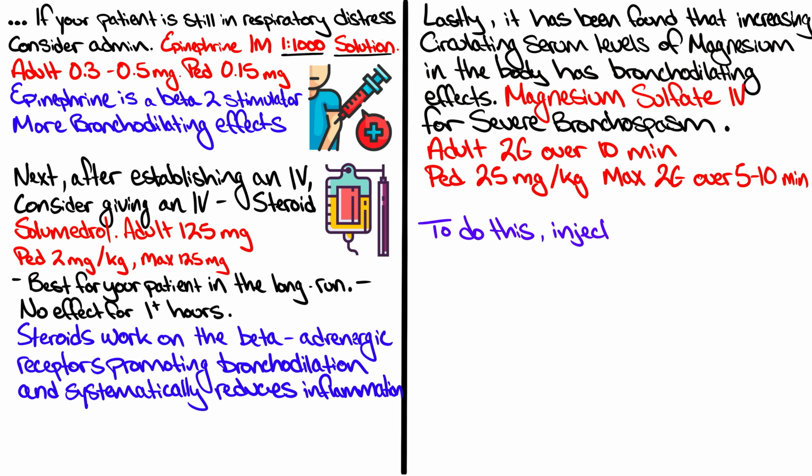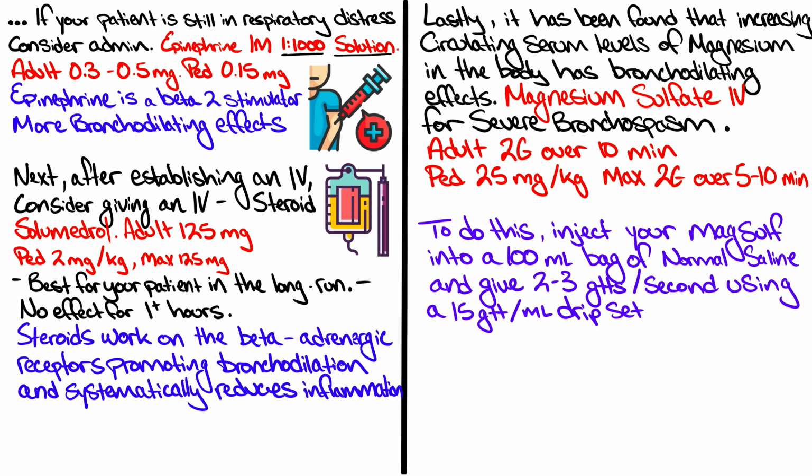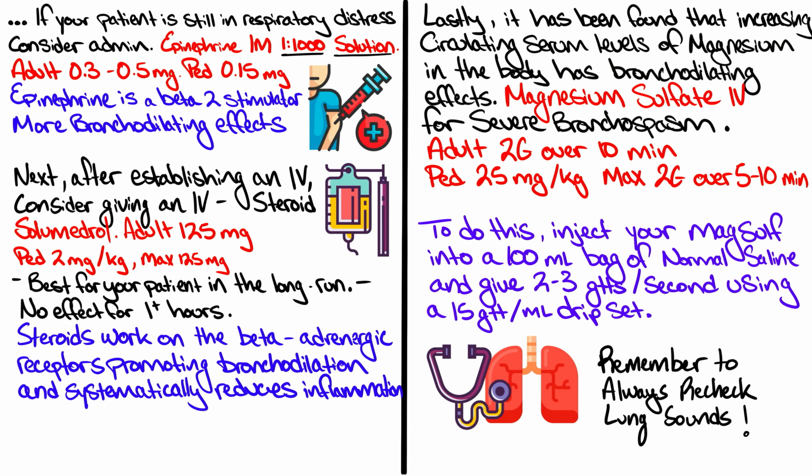In order to give your magnesium over a period of 10 minutes, what you're going to want to do is inject your magnesium sulfate into a 100 milliliter bag of normal saline, and you're going to give 2 to 3 drops per second using a 15 drop per milliliter drip set. And lastly, remember to always recheck lung sounds.